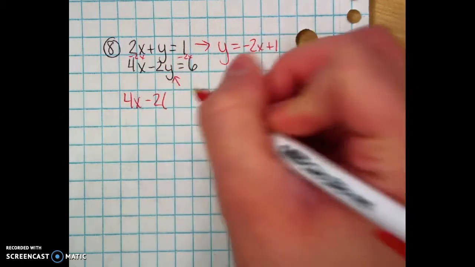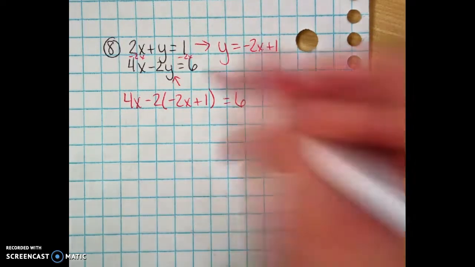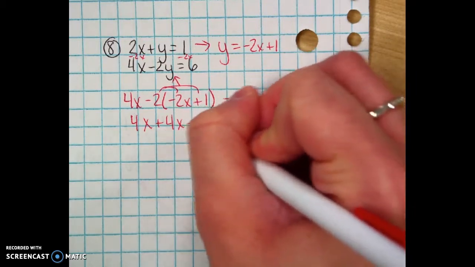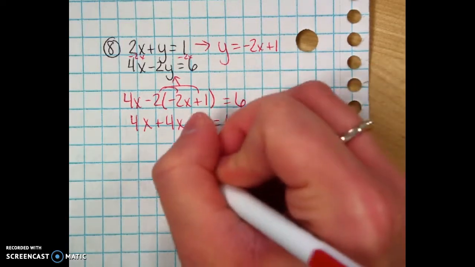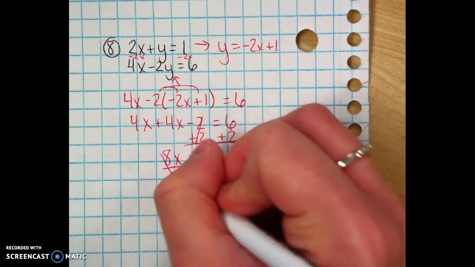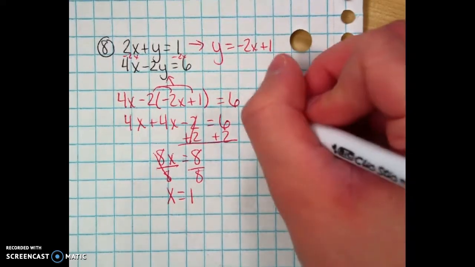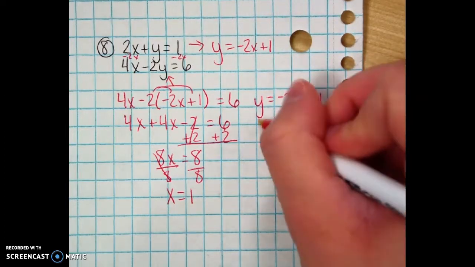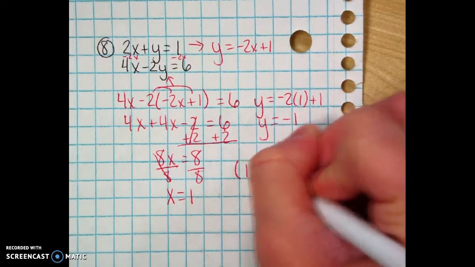4x minus 2 times negative 2x plus 1 equals 6. 4x plus 4x minus 2 equals 6. Add 2 to both sides. 8x equals 8. Divide by 8. X equals 1. I'm going to use this equation up here to solve for y. So this is negative 2 plus 1, which is negative 1. So the answer here is 1, negative 1.